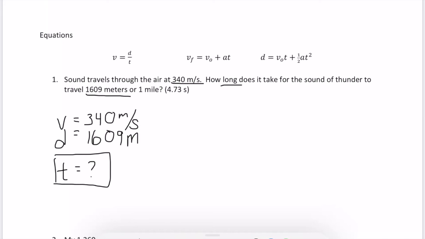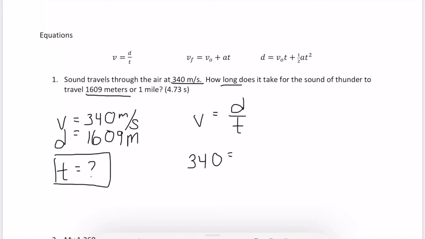Okay, so step number 1, read the problem, write the knowns and unknowns. Step number 2, write the equation exactly in the form that it's above, the equation that relates velocity, distance, and time. We only know velocity and distance, so we can't possibly use equation 3. And since distance isn't even in equation 2, I can't use that one.